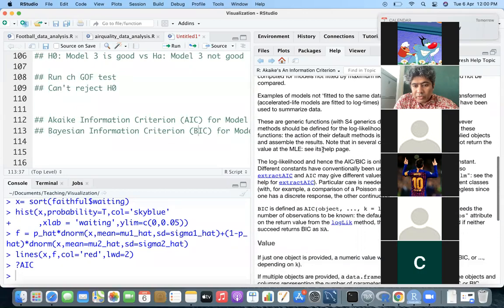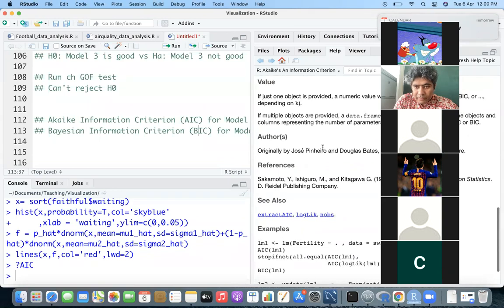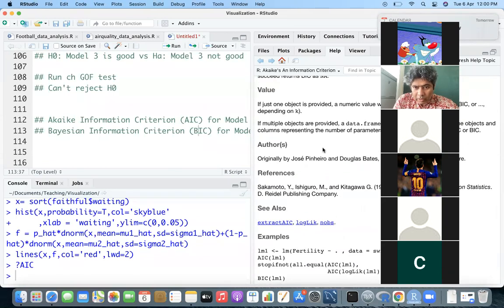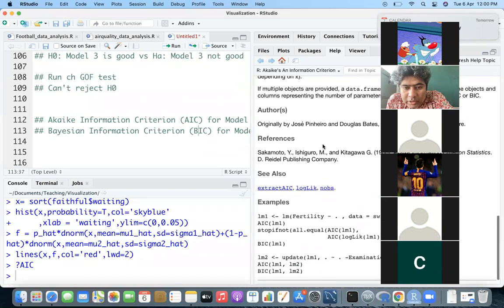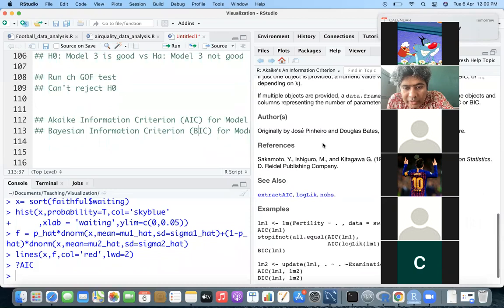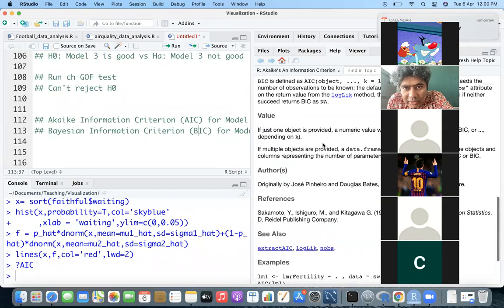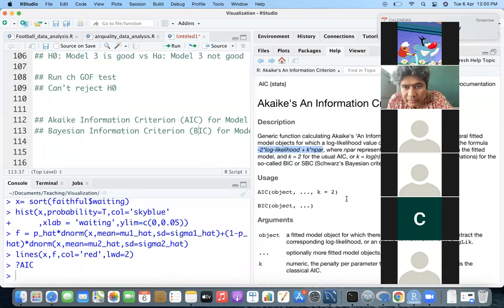Okay, so in more detail, I think you just write down the log likelihood, and you have to give the object, the fitted model, and all these things. But this is typically the Akaike information criteria. k equal to 2 is the, okay.